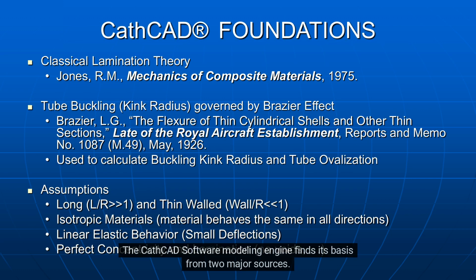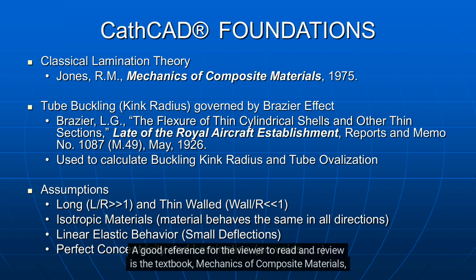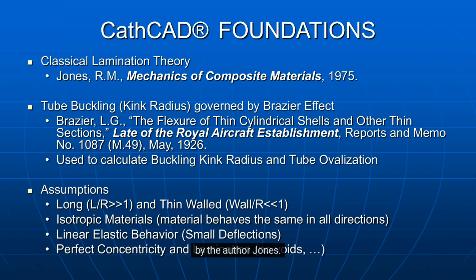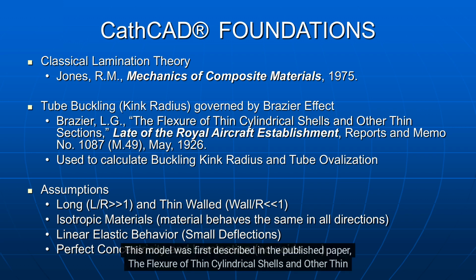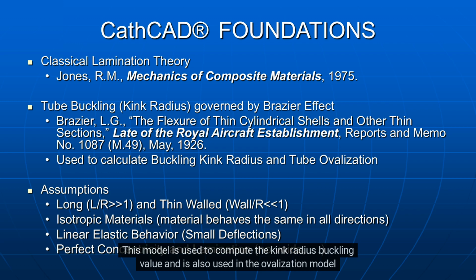The CathCAD software modeling engine finds its basis from two major sources. First, the software utilizes the principles found in classical lamination theory. A good reference for the viewer to read and review is the textbook Mechanics of Composite Materials by the author Jones. Second, the software utilizes the ovalization model developed by Brazier in 1926. This model was first described in the published paper, The Flexure of Thin Cylindrical Shells and Other Thin Sections. This model is used to compute the kink radius buckling value and is also used in the ovalization model.